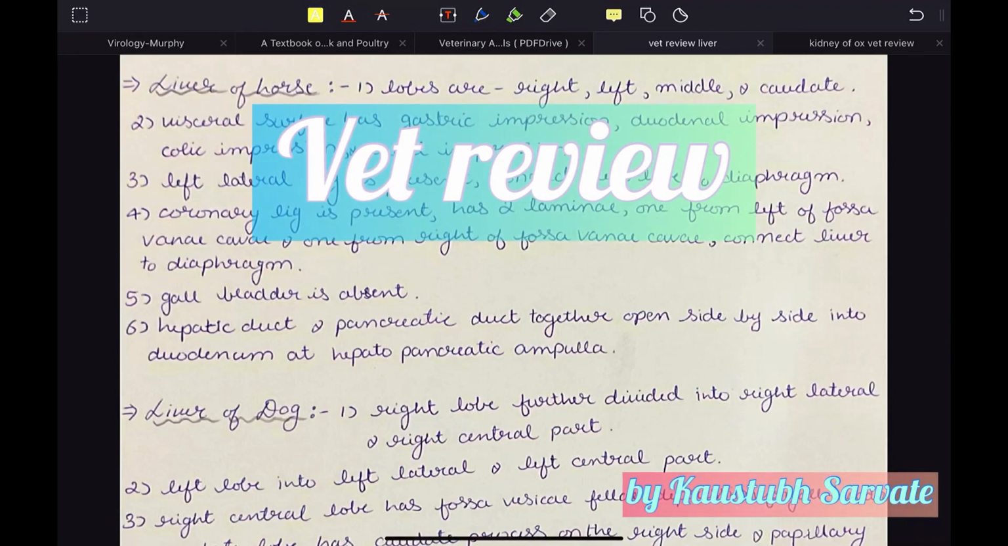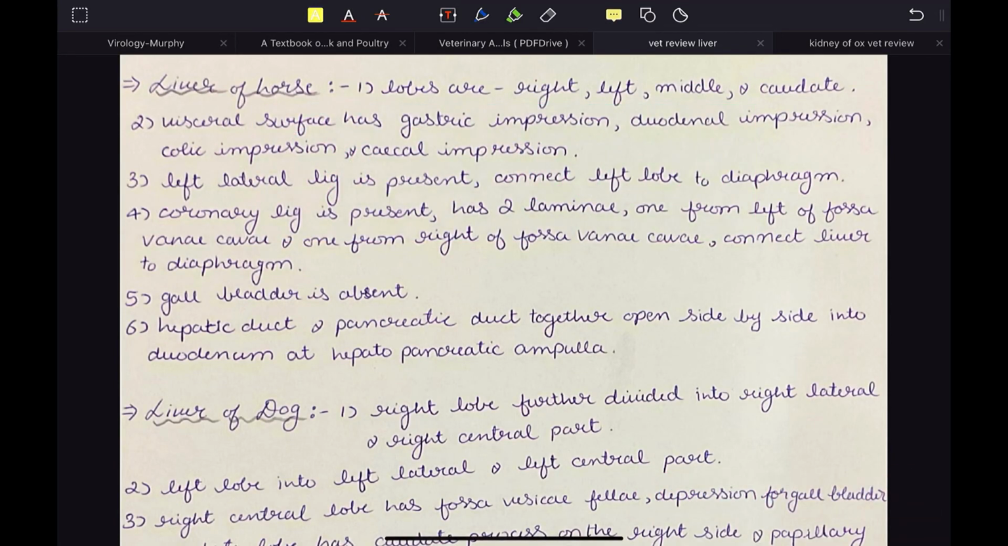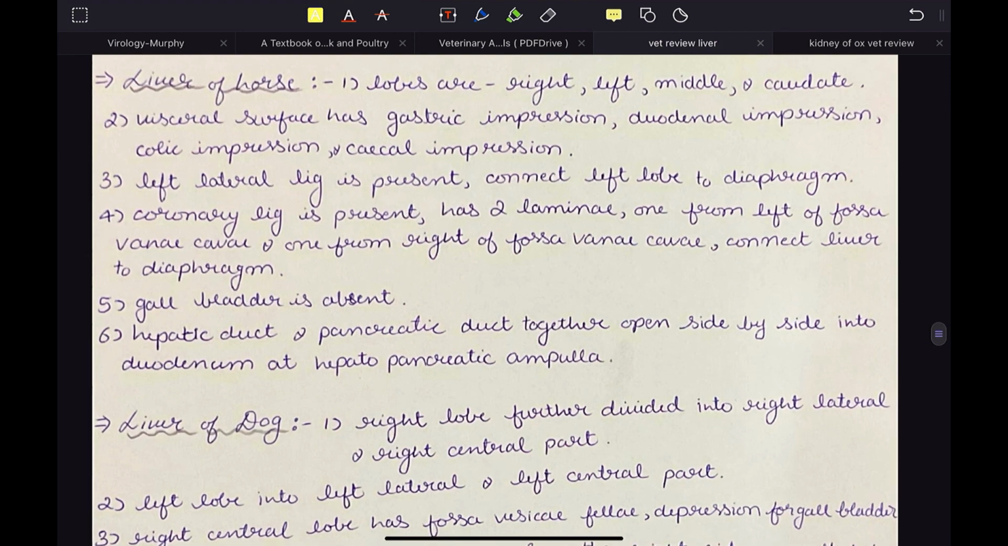Welcome to VetReview. In this video, I'm going to talk about the liver of horse, dog, and pig and how to differentiate between them and ox. I've already talked about the liver of ox in a previous video. So in this video, we'll start from the liver of horse.